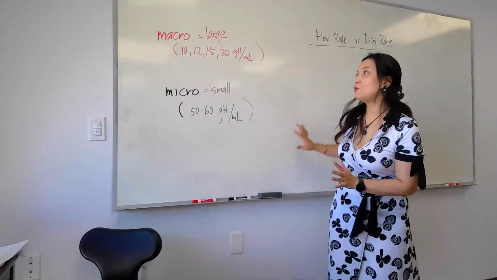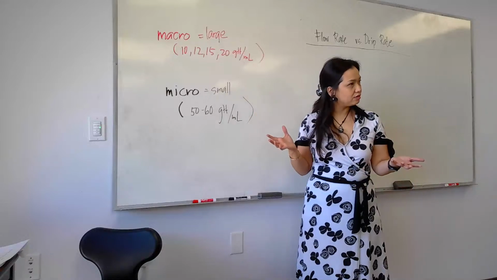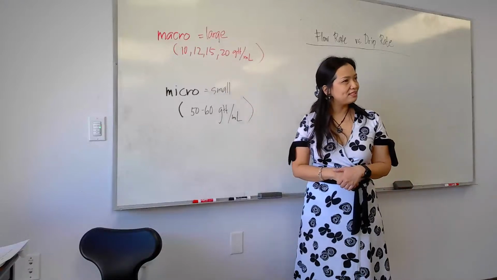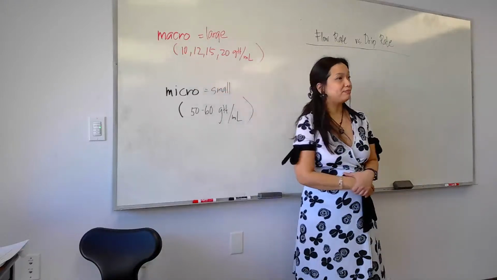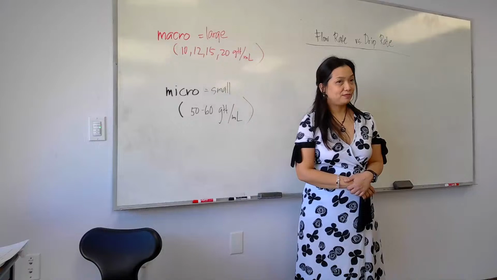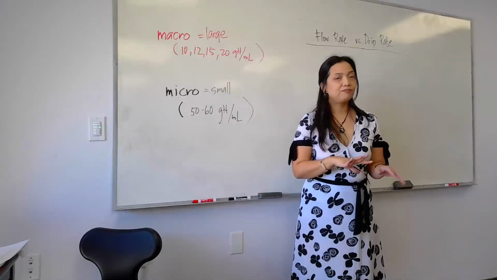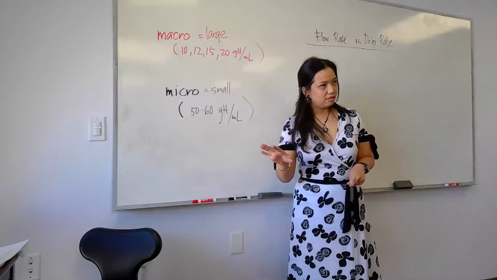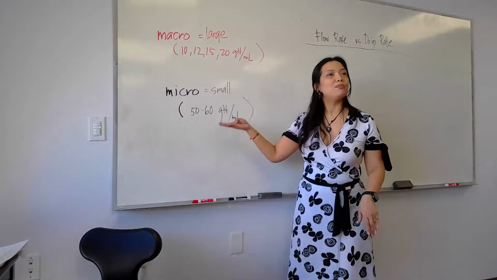Okay. I want you to understand that macro is large. If the drops are large, you'll take a few drops to make an ml. And a macro drip is either 10, 12, 15, 20 drops per ml. Clear? Erase whatever you wrote initially, okay? Micro is small. If the drops are smaller, it'll take more drops to make it to 1 ml.